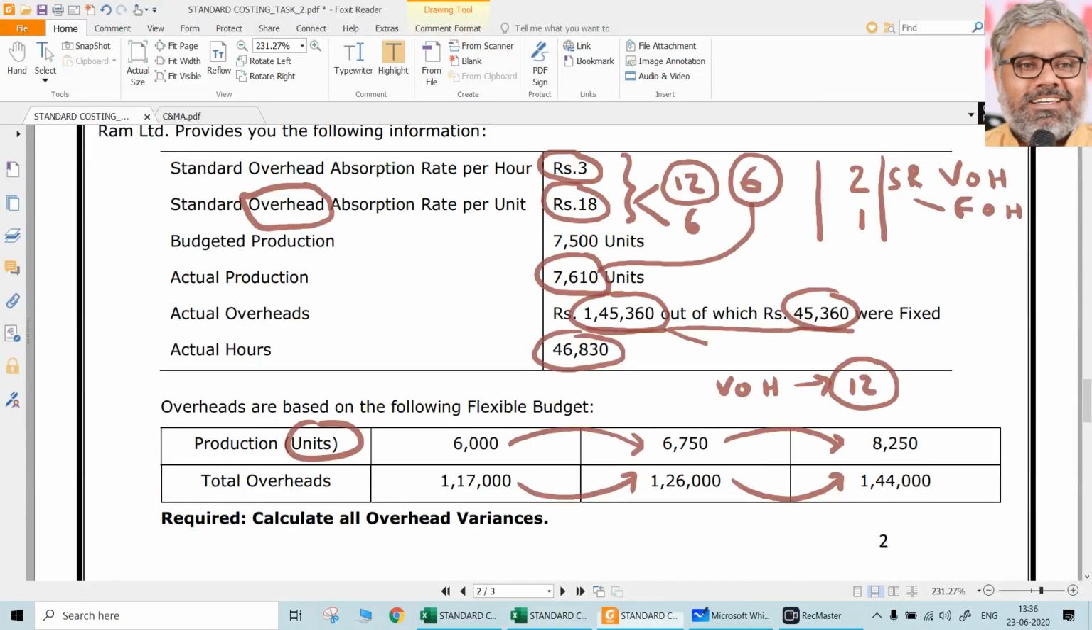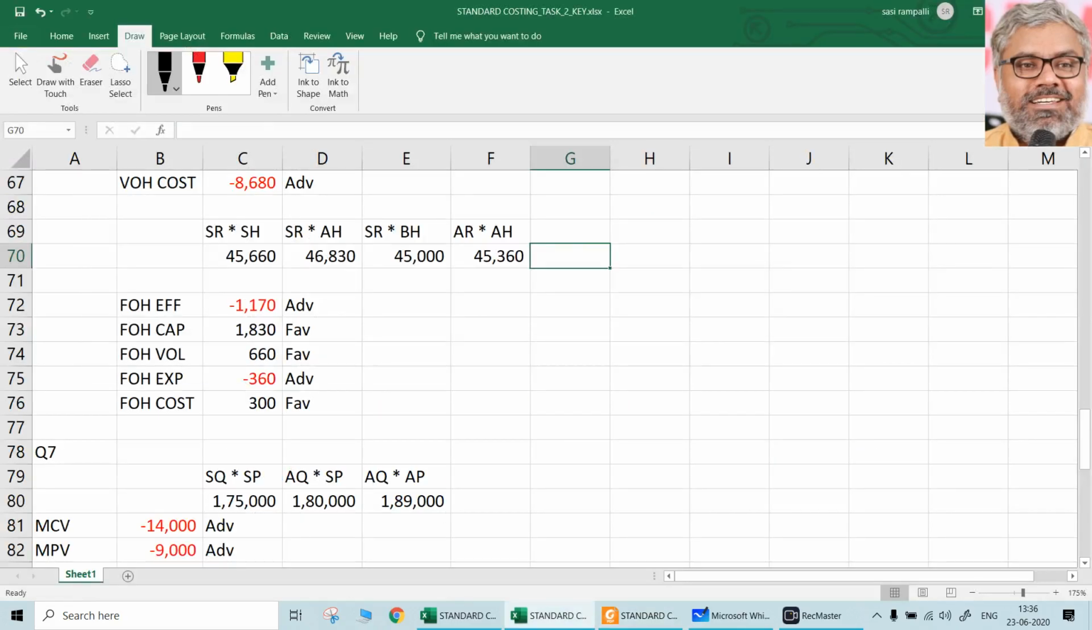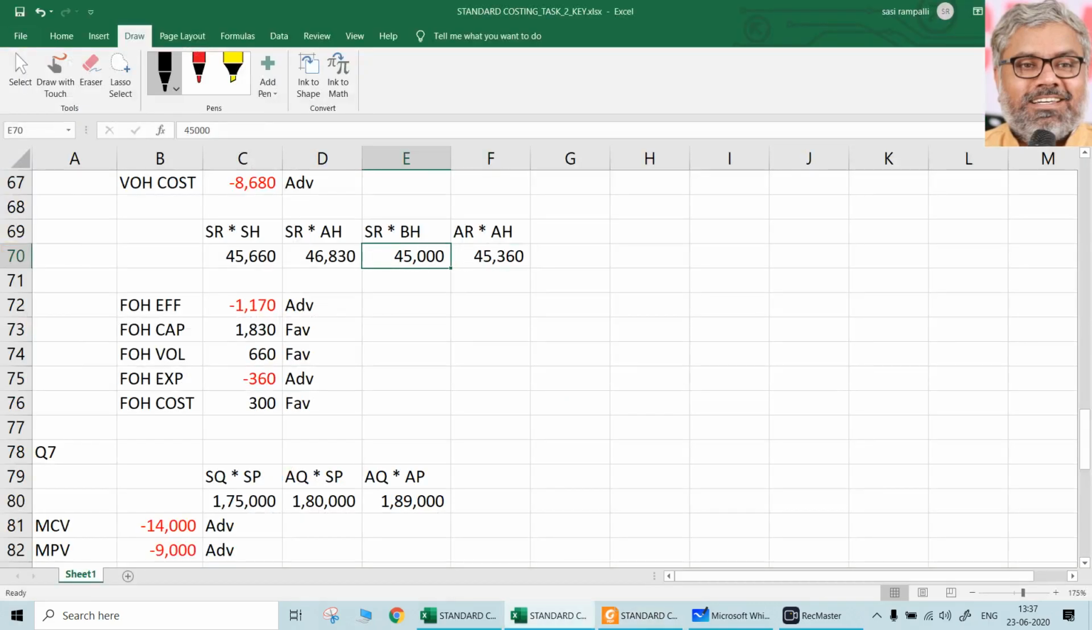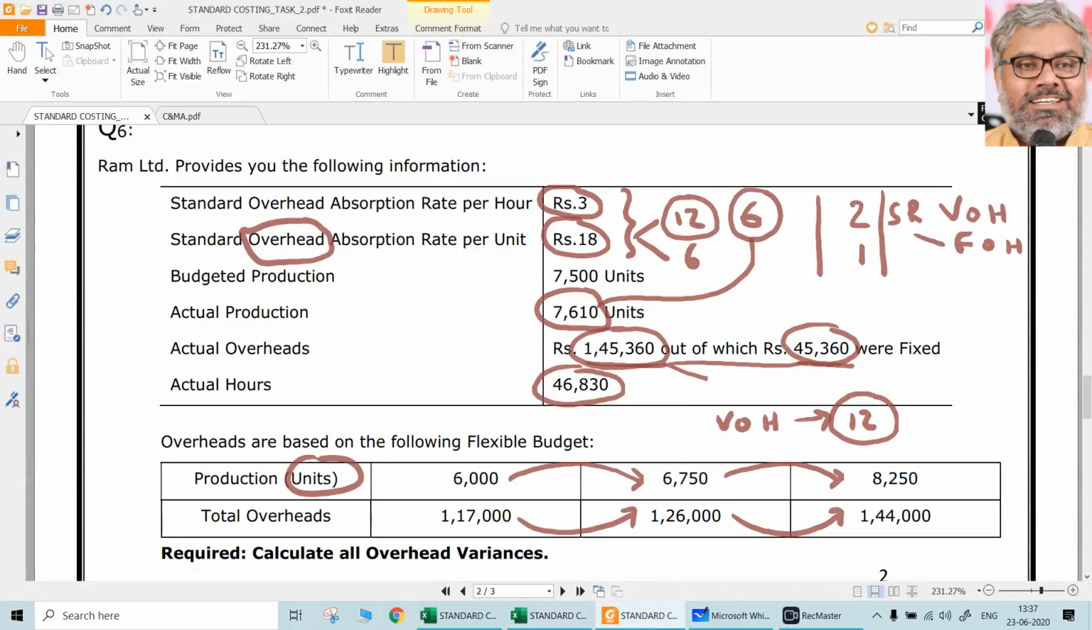There is no RBH here because number of days is not given. So only fixed overheads will have what? SRSH, SRAH, SRBH and ARAH. ARAH is already given, that is 45,360, which is clear. Nothing special there. Then budgeted fixed overheads are how much? That is also another point to be noted. That is not given directly, but we should know that. How? Budgeted production is given, 7,500 units. And what is the fixed overhead rate per unit? 6 rupees. So 7,500 into 6 will be how much?